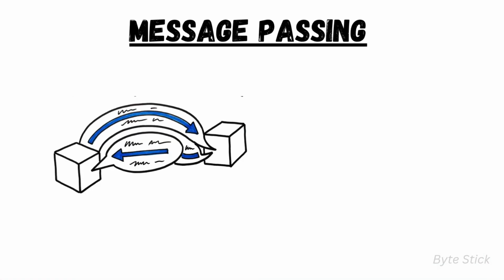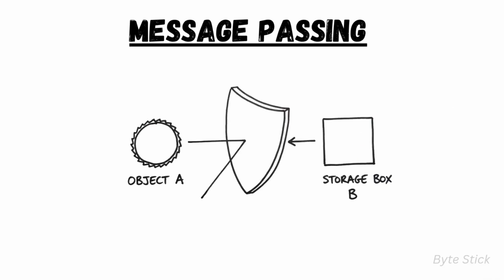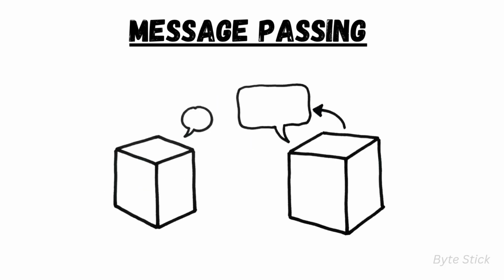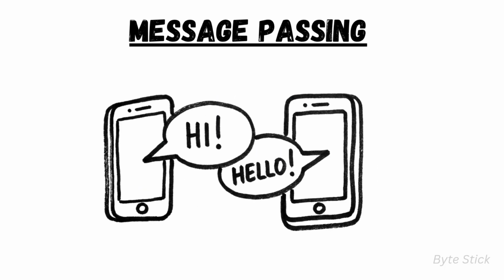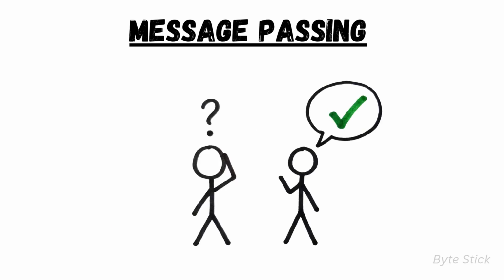Message passing. Message passing is the way objects communicate with one another by requesting actions or exchanging information. Rather than reaching directly into an object's internal data, one object sends a request and waits for the receiving object to respond. This is similar to sending a message through a chat application. You ask a question, and the other person decides how to answer based on the request.